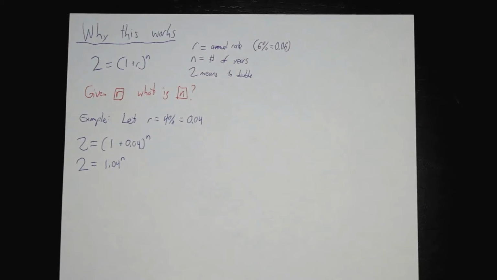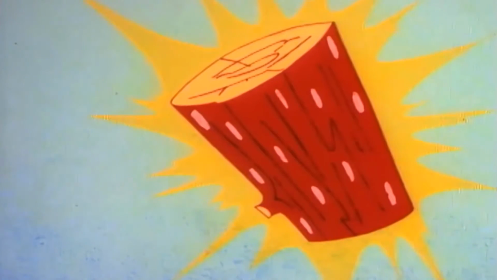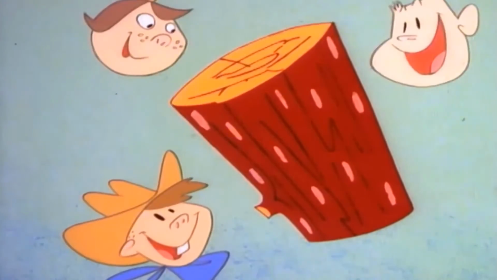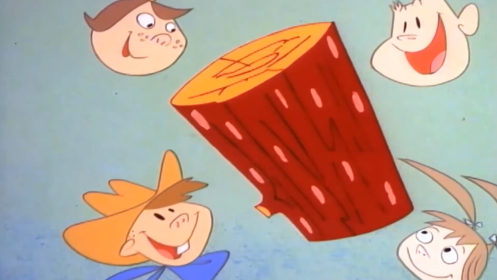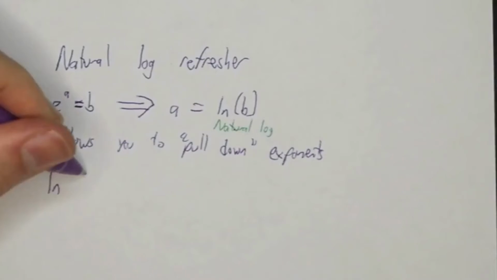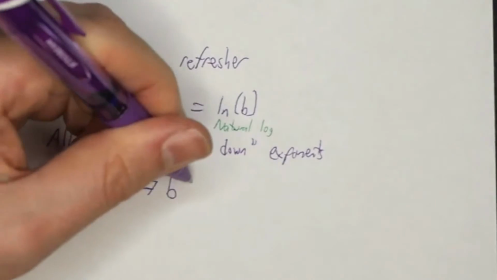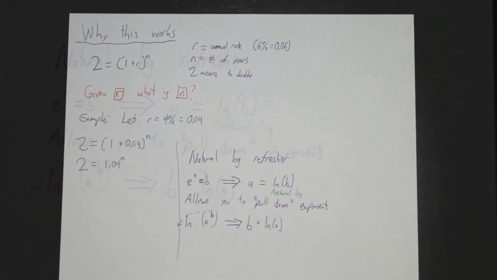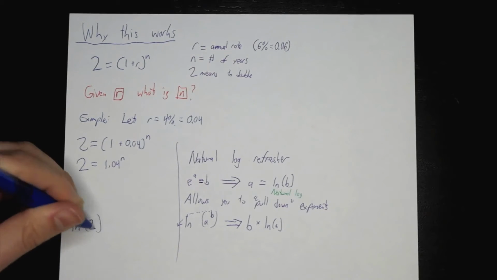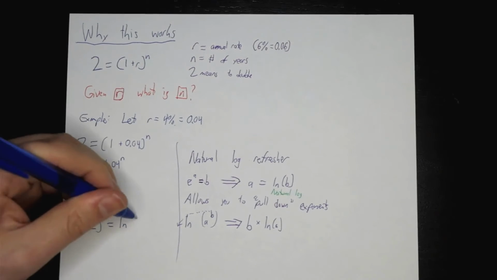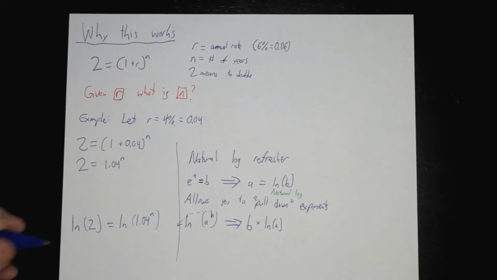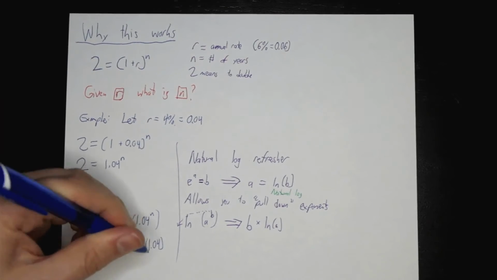So we're trying to solve for n here, and the way to do that is to use the natural logarithm. Yes, log. All kids love log. Now, it's okay if you're not totally up on your natural logs. I'll give you a quick refresher here. Basically, it just allows you to pull down exponents. So if you take the natural log of both sides, the natural log of 2 is equal to n times the natural log of 1.04.